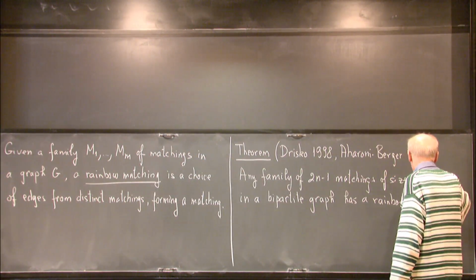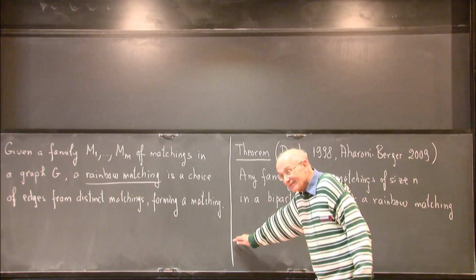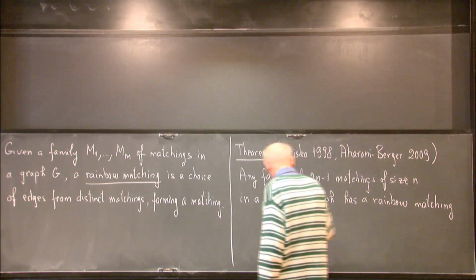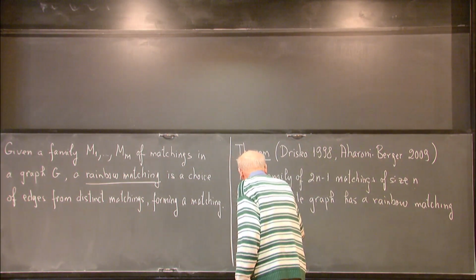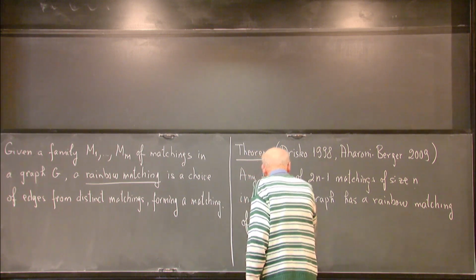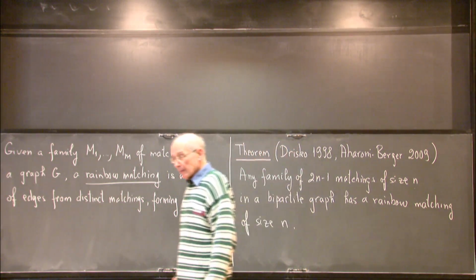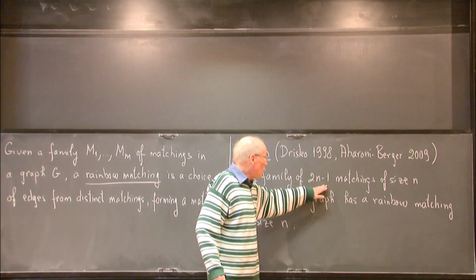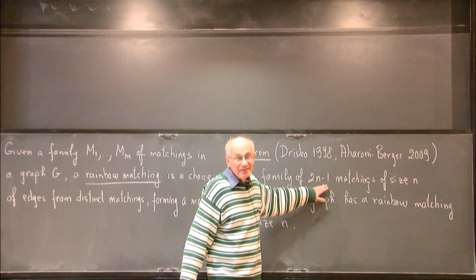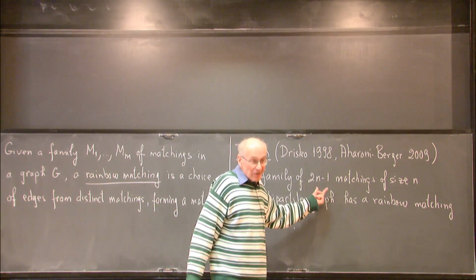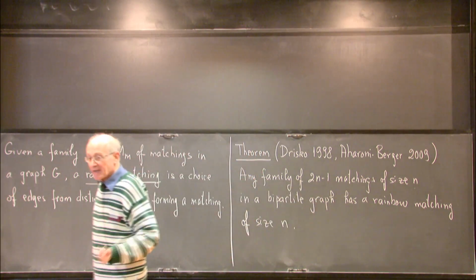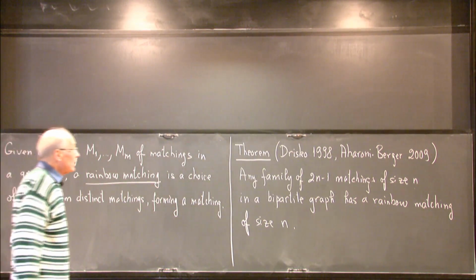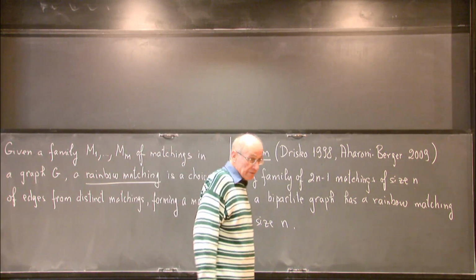And we want the same n here and the same n for the rainbow matching that we are forming: a rainbow matching of size n. So we are not going to use all of the 2n minus 1 matchings, obviously. We will use n of them. From each one of those n, we will choose an edge so that these n chosen edges will form a matching.